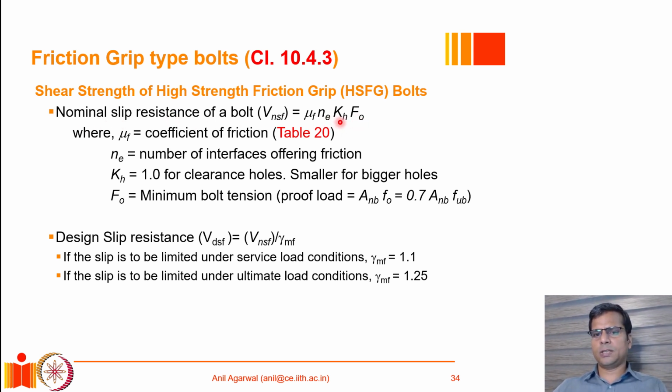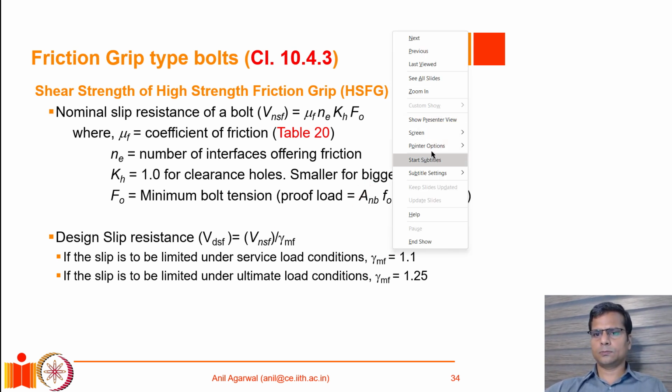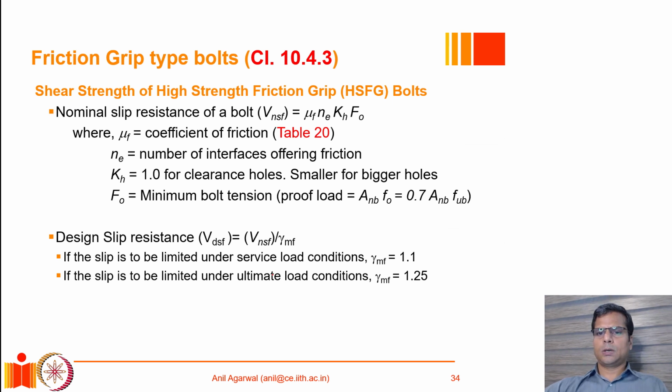So essentially, if you see, this formula is nothing but the friction coefficient multiplied by the normal force. So F0 corresponds to the normal force, and the friction coefficient multiplied by it gives the slip force or sliding force. Okay.